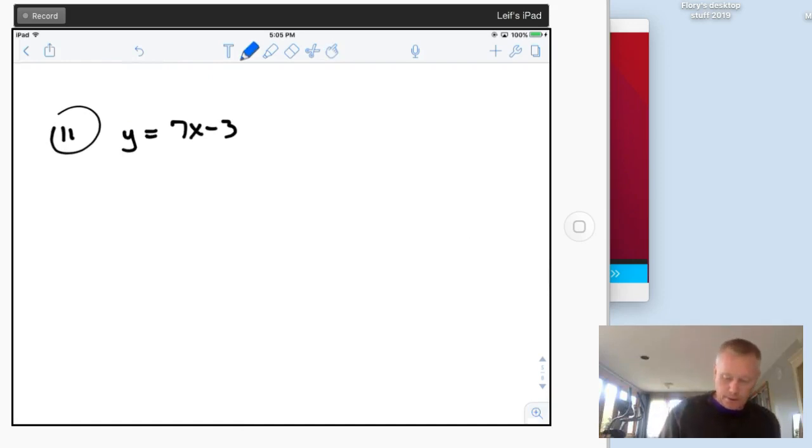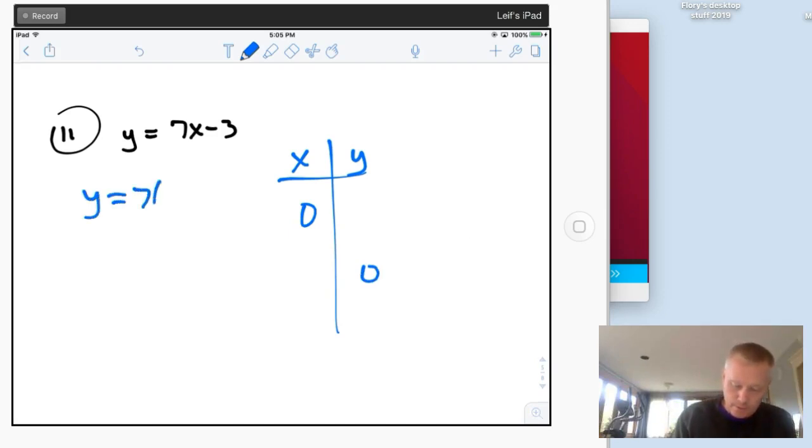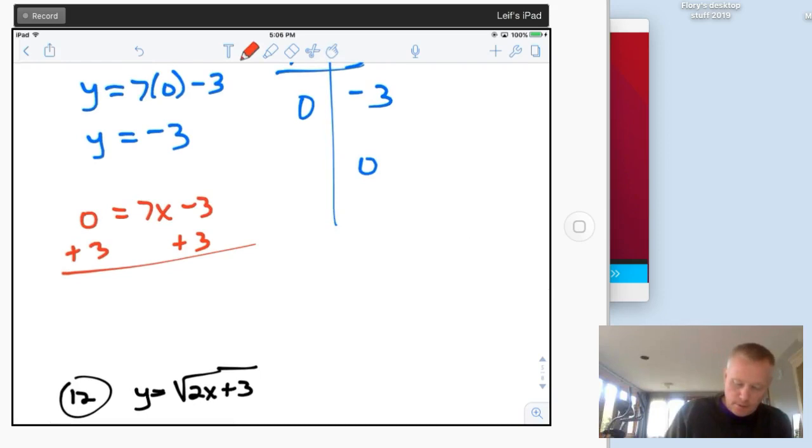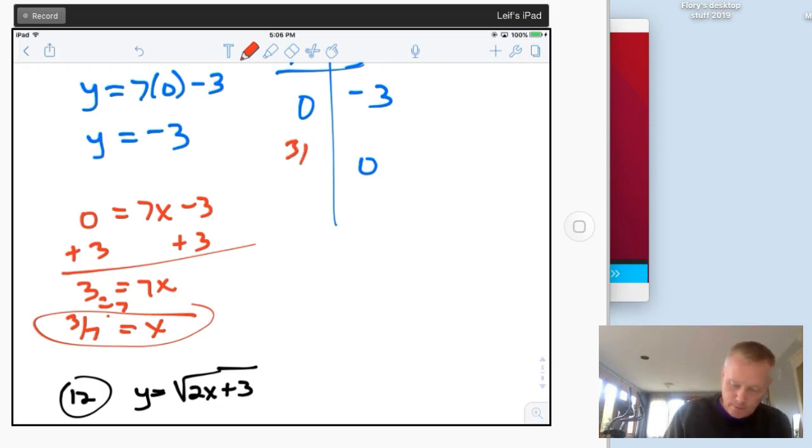This one, ooh, a linear one. You've got to love the linear ones. So if I take 0 there, 0 here. All right, so if I plug in 0 for x, I get y equals negative 3. If I plug in 0 for y, what do you get? Well, you add 3. So I got 7x equals 3, and therefore when I divide by 7, you get 3/7. And there's your answers, okay?